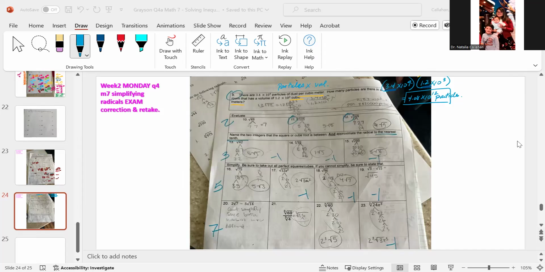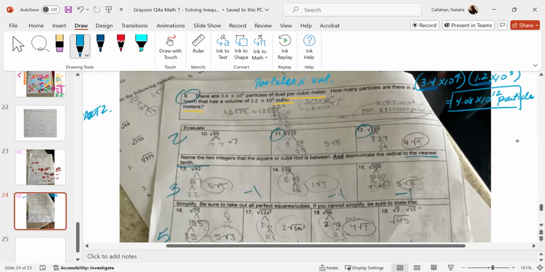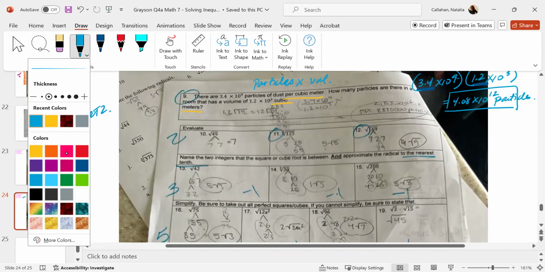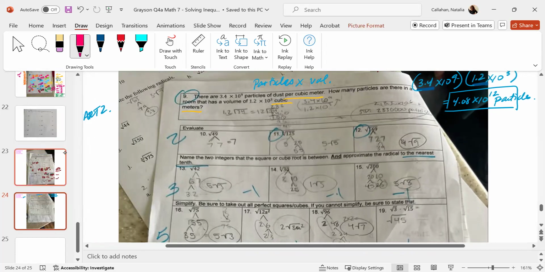Okay, this is for week 2 Monday, quarter 4, simplifying radical exams, part 2. All right, so yesterday we went over number 1 to 9. Today we're going to go ahead and go over number 10. This is easy, that's correct.